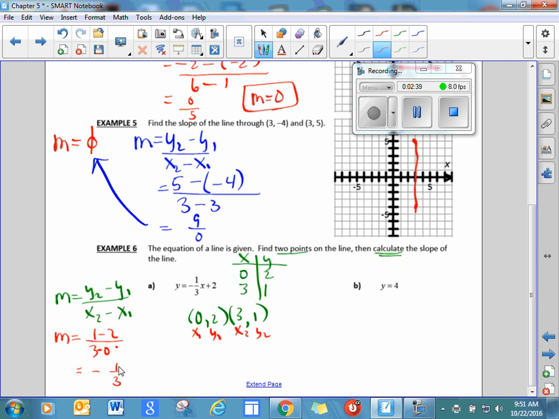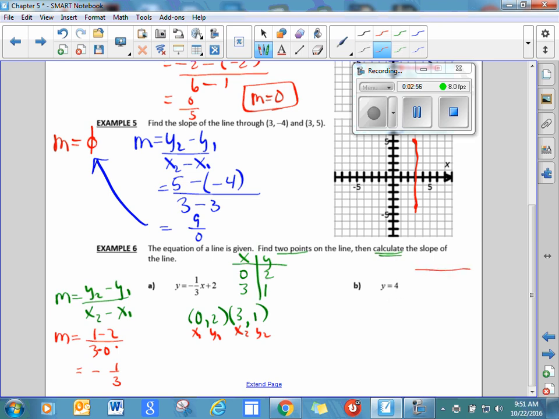So his rise is 1, his run is 3, and he's falling from left to right. You can tell a lot about what that line's going to look like by just knowing what the slope is. Let's look at this one over here.